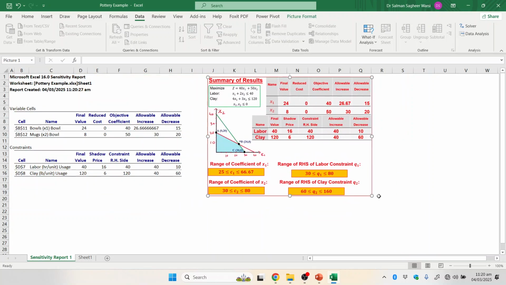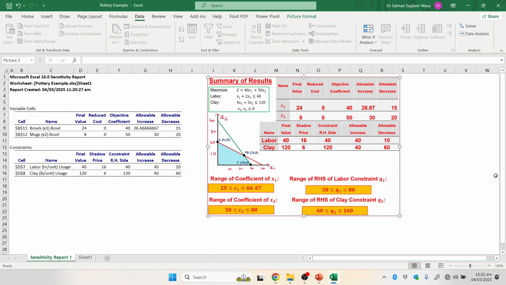This is the sensitivity report generated by Excel, and here is a comparison of the work that we have done. So the value of x1 is 24. We have also found the 24. This is 8. We have also found 8. Reduced cost, it is 0. We have already discussed it to be 0. Objective coefficient is 40 and 50. It is 40 and 50. We know this thing. Now the allowable increase is 26.6, and this is a third, and decrease is 15. So these quantities are the same for x1 and x2.